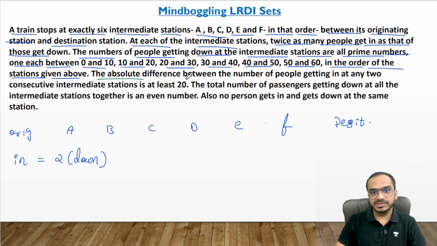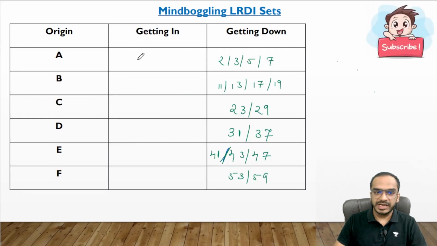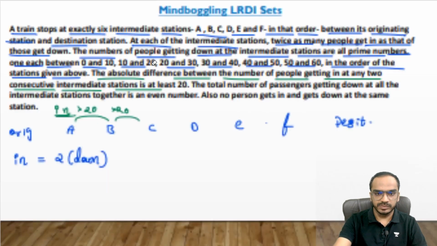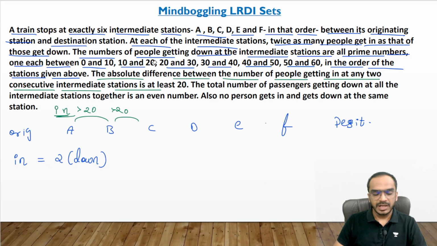The absolute difference between the number of people getting in at any two consecutive stations is at least 20. So getting in is at least 20 apart between any two stations. For example, if 10 people are getting in, then the number getting in at the next station can be 30, 31, 32 or something. But the difference between any two intermediate stations of people getting in should be minimum 20. Are we clear with this?